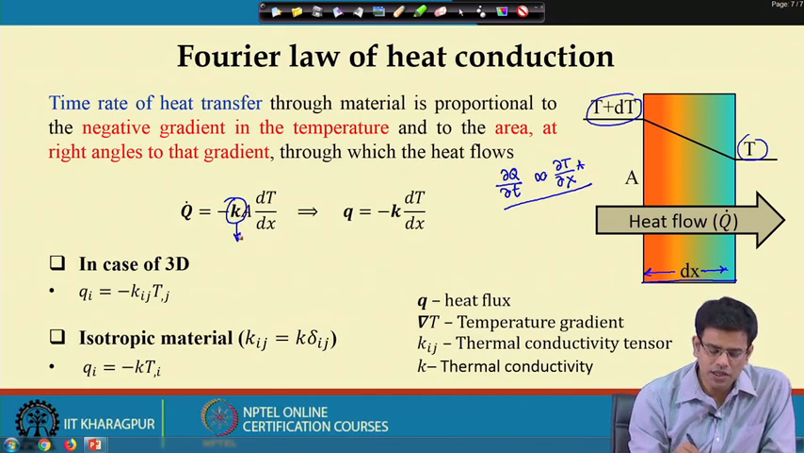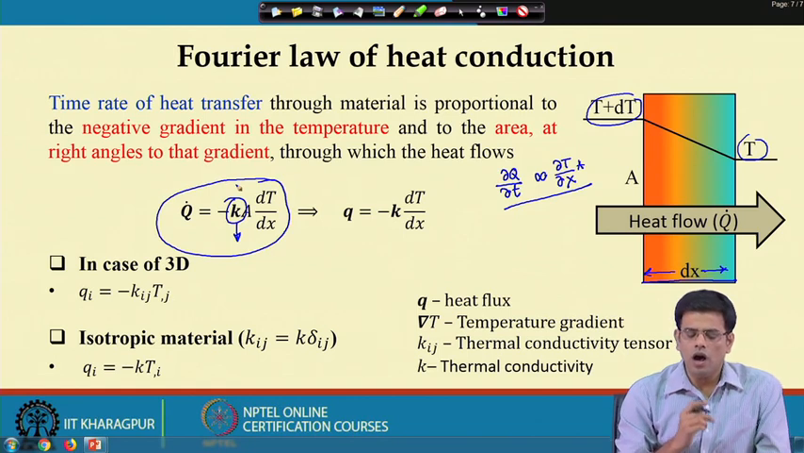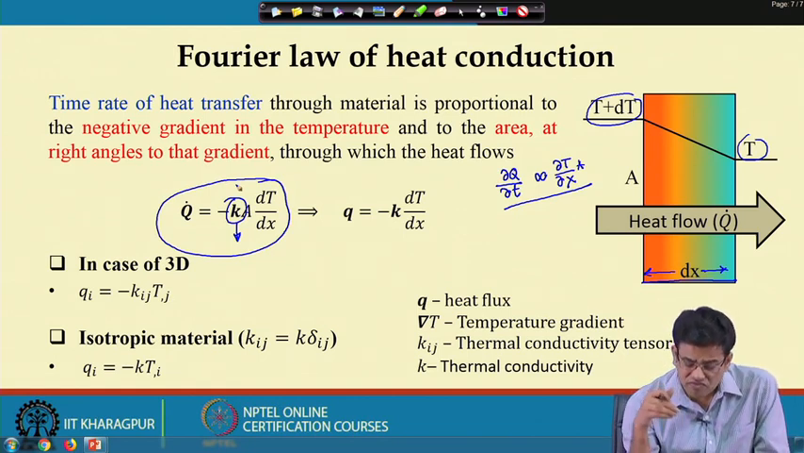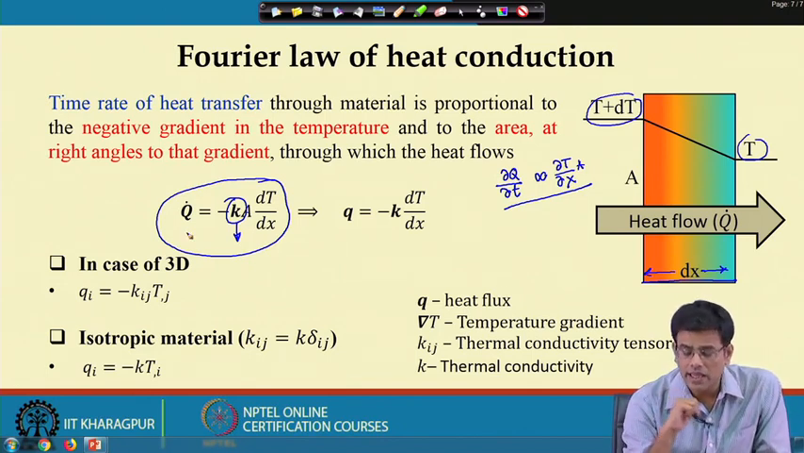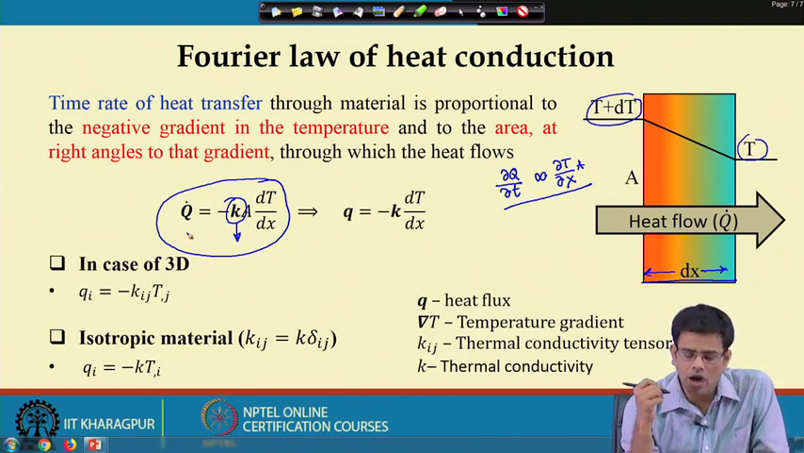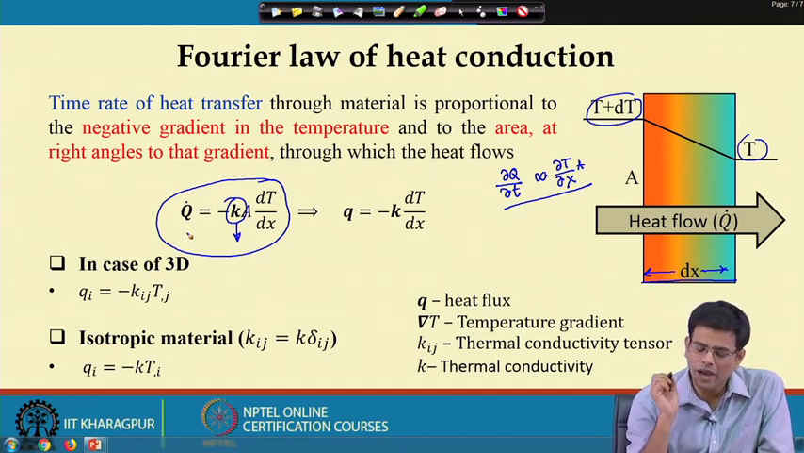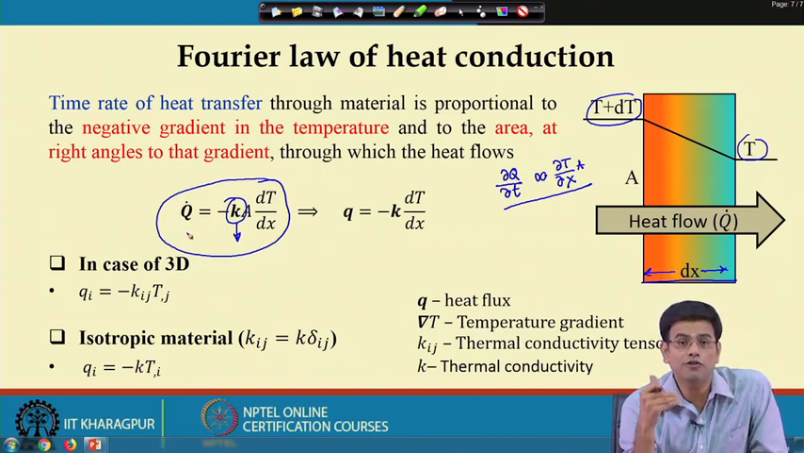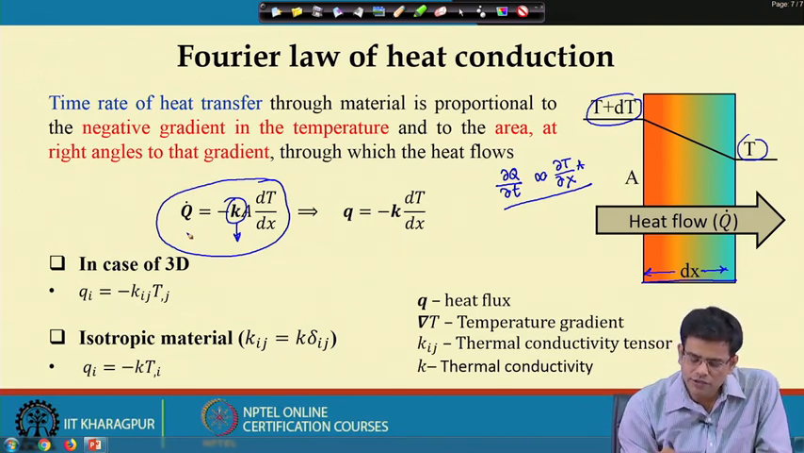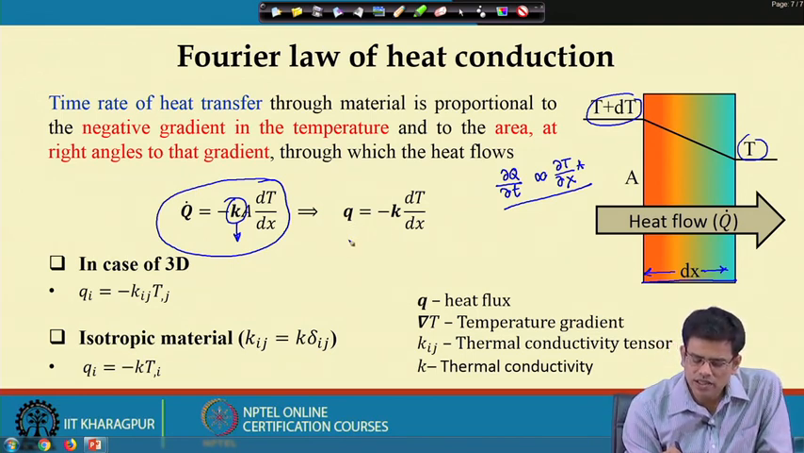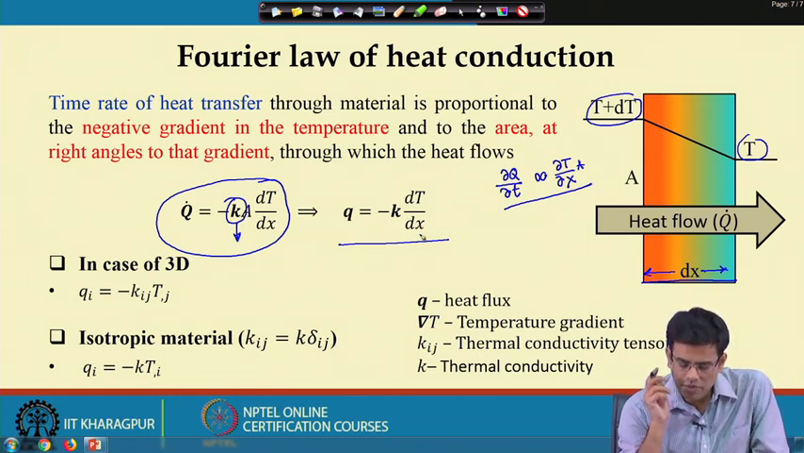This relation is known as the Fourier law of heat transfer. Now, Q by A is a quantity which I consider as the heat flux. So Q dot by A, that is, heat flow per unit area, is known as the heat flux. Writing it from here, the heat flux is k into dT by dx, in a one-dimensional case.